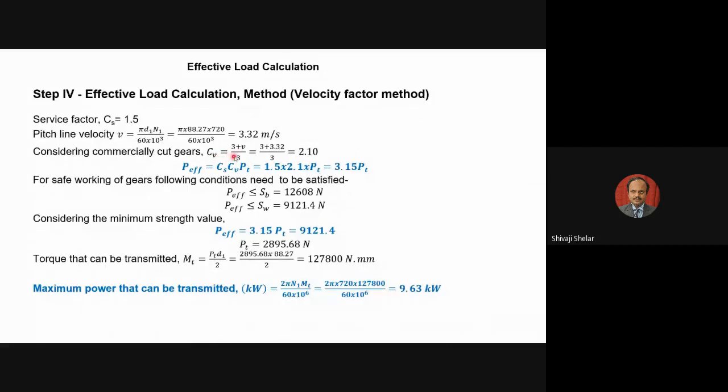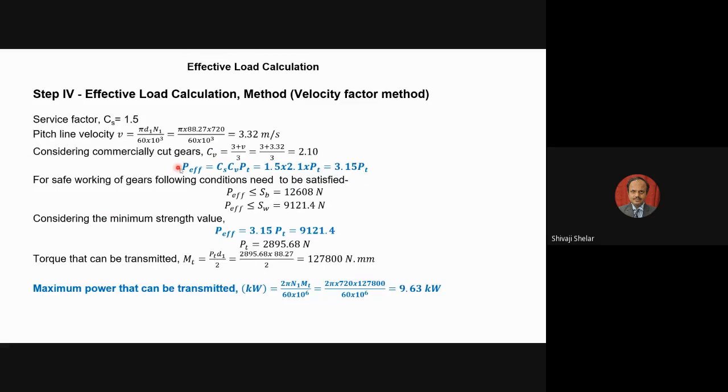In the textbook, this formula is given as 3 upon 3 plus V. But while using it in the formula, it is CS upon CV. Since here it is given as 3 plus V upon 3, here it is CS into CV. So we get the value of CV, also called the velocity factor or dynamic factor, as 2.10 here. From this, we can write the P effective formula, that is CS into CV into PT. CS is 1.5, CV here is 2.1, and PT is unknown here. So P effective will be 3.15 PT.